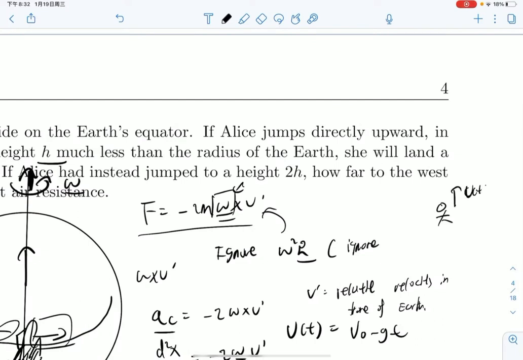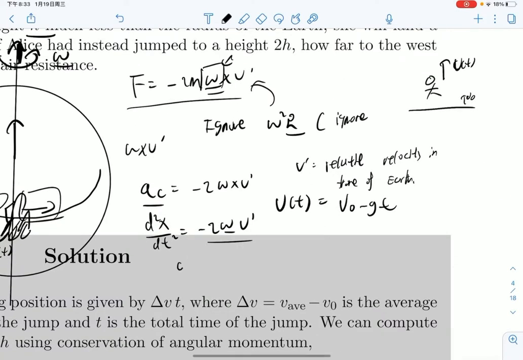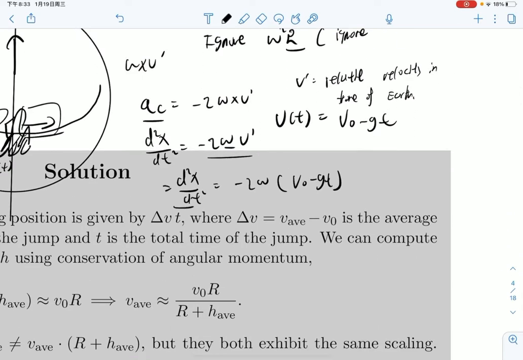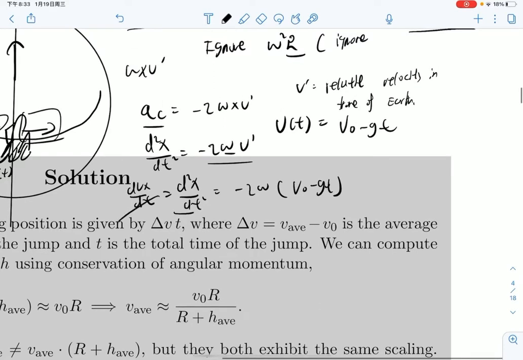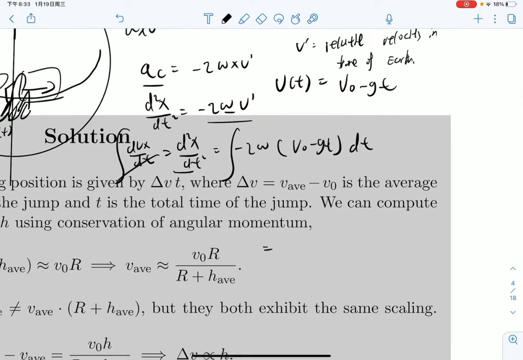And here's v(t). And now you have dx/dt is equal to 2 omega times (v0 minus gt). And this term is also equal to dvx/dt. If you take the integral and move dt to that side, you will have vx as a function of time is equal to 2 omega v0 t plus omega g t squared.